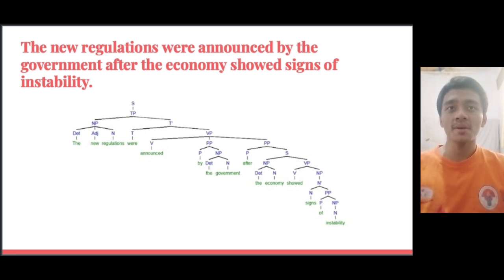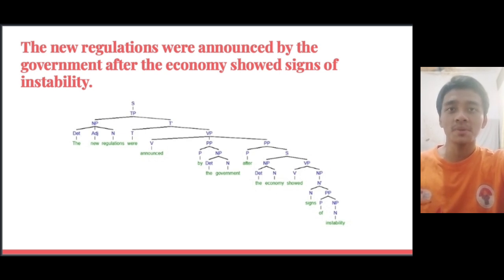Prepositional phrase, after the economy showed signs of instability, an adverbial phrase modifying the verb announced, indicating time. Preposition, after, introduces the temporal clause. Sentence, the economy showed signs of instability, the object of the preposition after, functioning as a clause. The economy showed signs of instability, that's the tense phrase. The noun phrase, the economy, the subject of this clause. The determiner, the, specifies the noun economy, and the noun economy is the head noun of this noun phrase.